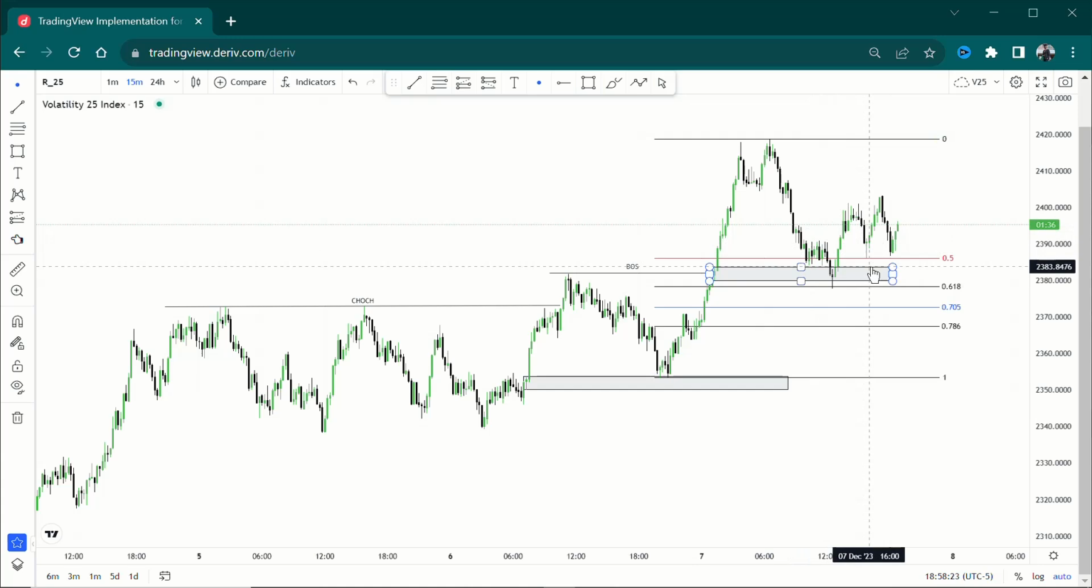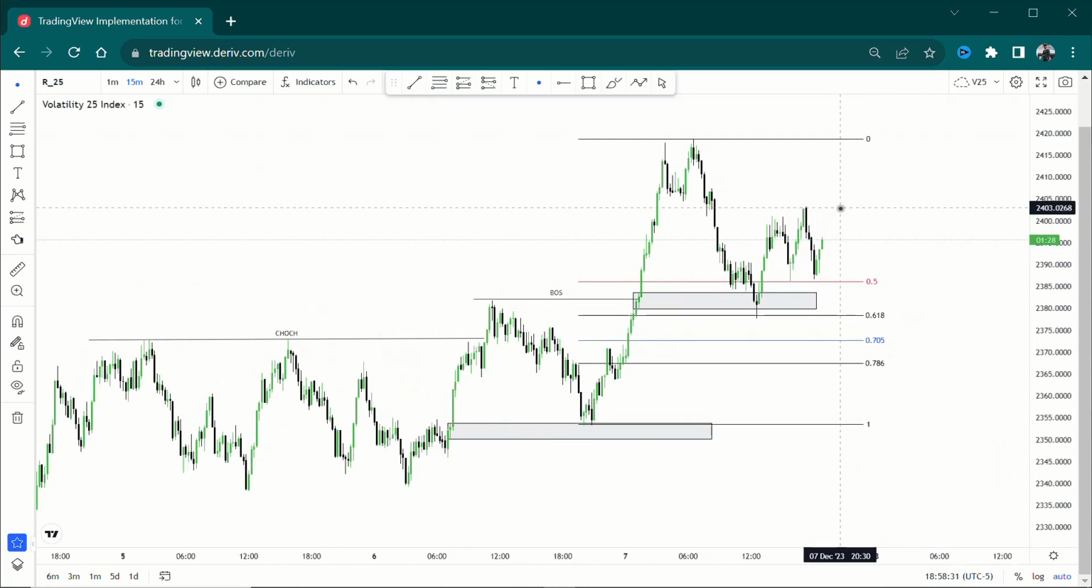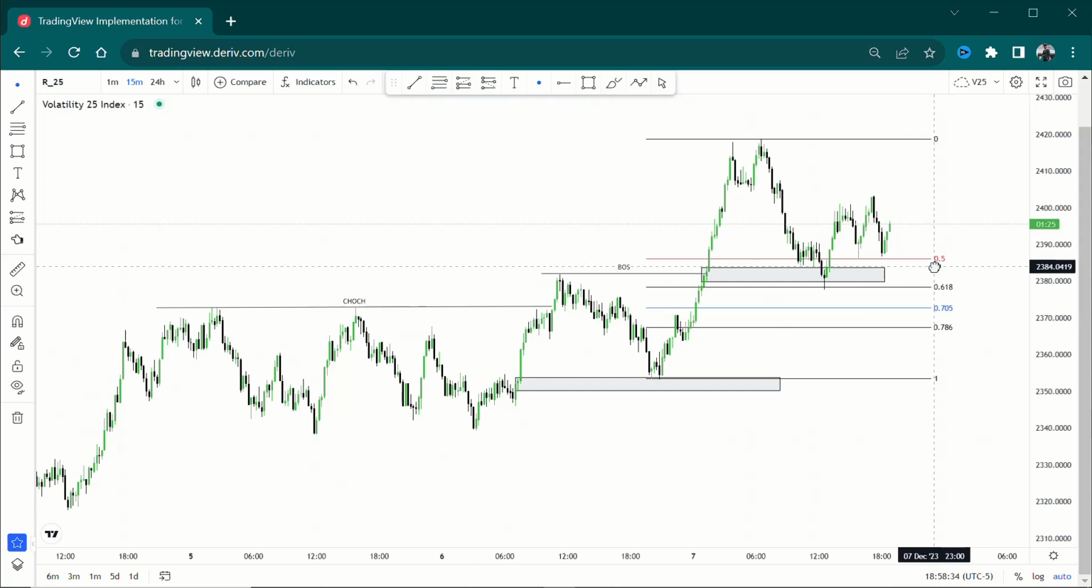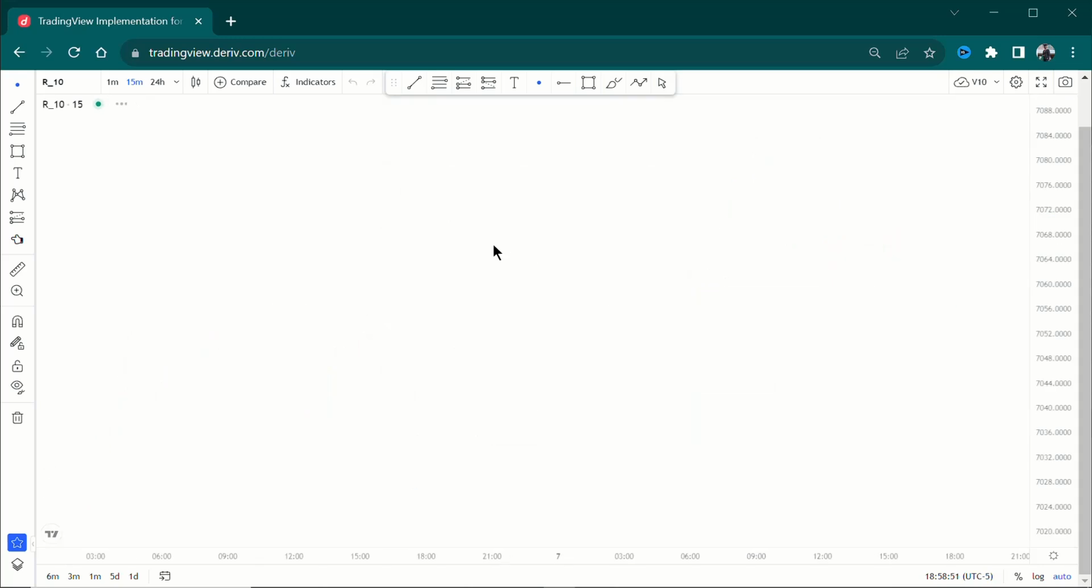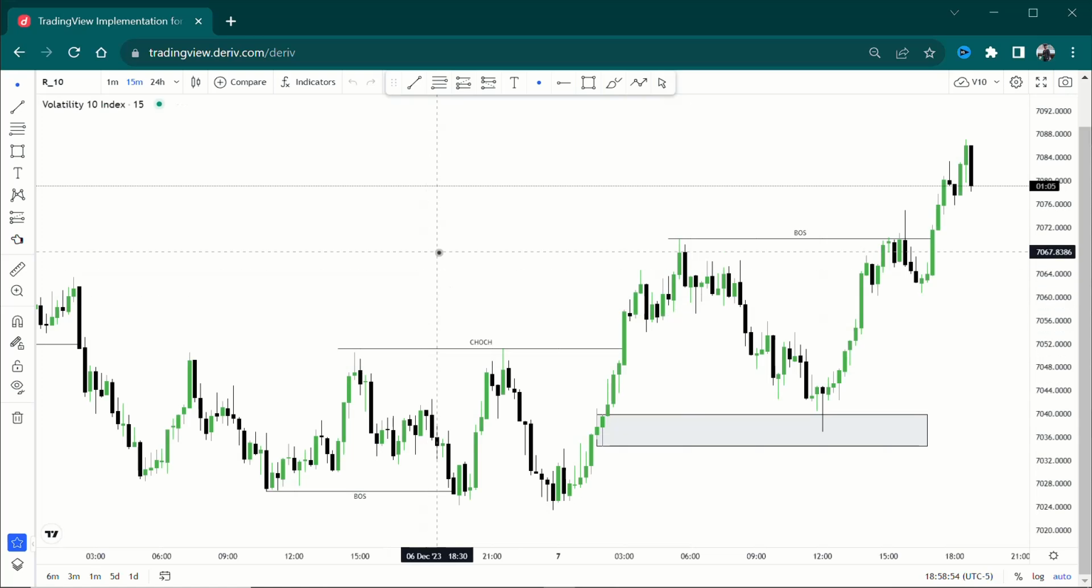My trades, one trade was already closed here. The other one is just waiting. If it goes down, it will just go into break even, because I'm still expecting, if it goes down here, then this is the last POI here. So that's how you do it, guys. You can do it on, I don't know what you trade, but this is going to help you a lot.